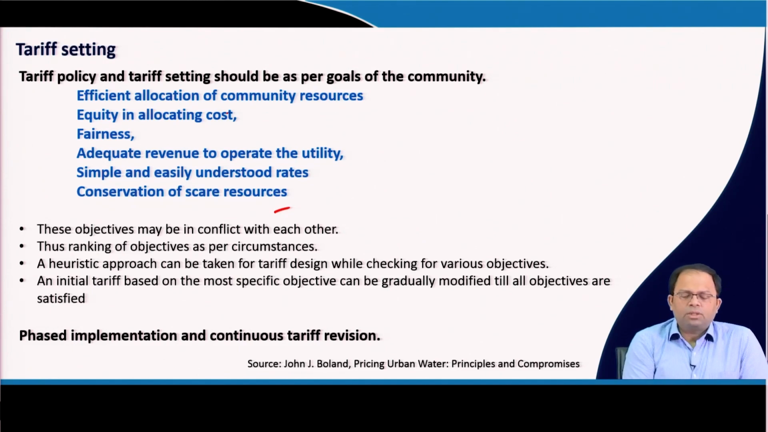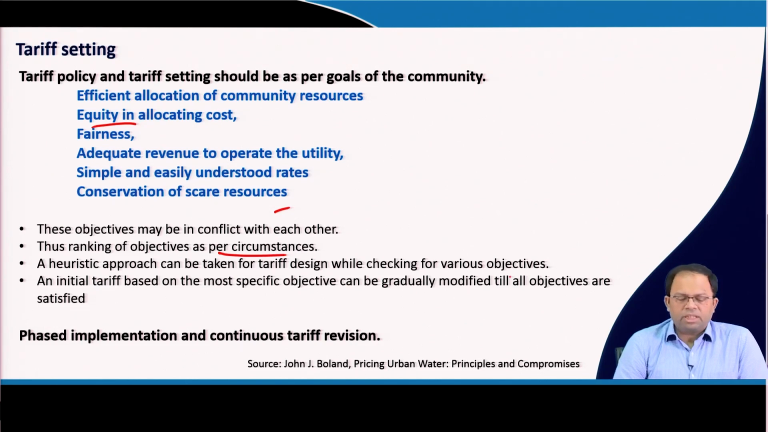Now, some of these objectives that we are discussing may be in conflict with each other. Like equity and efficiency may conflict with each other. So what we need to do is a ranking of objectives for this particular community as per the circumstances or for this particular context, and what is prioritized, what is more important, should be taken first.